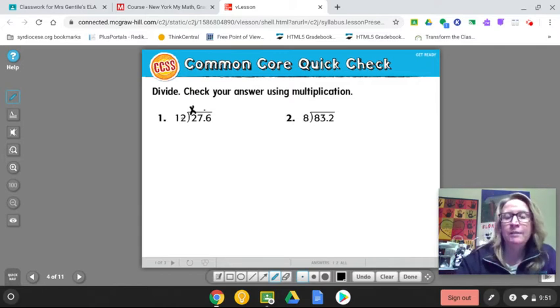Then 12 times what gets me close to 27? Well, 12 times 2. So I'm going to put my 2 right there. And 12 times 2 equals 24. So I'm going to put my 24 right here and subtract. All right. Bring that over there. Let's see. 7 take away 4 equals 3. 2 take away 2 equals 0. And I'm going to bring that 6 right down to 36. Okay. And 12 times what equals 36?